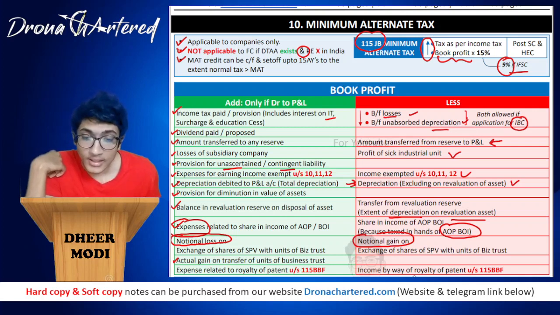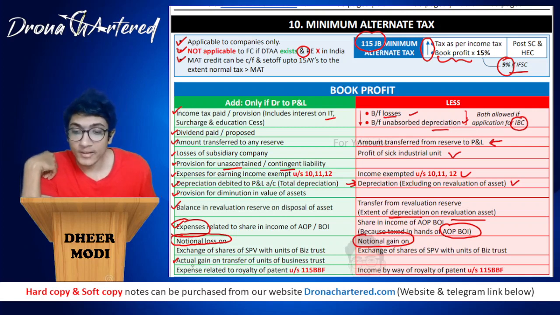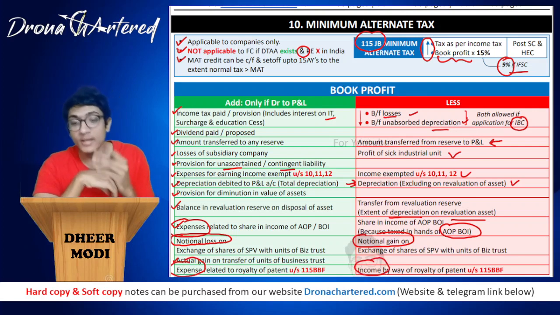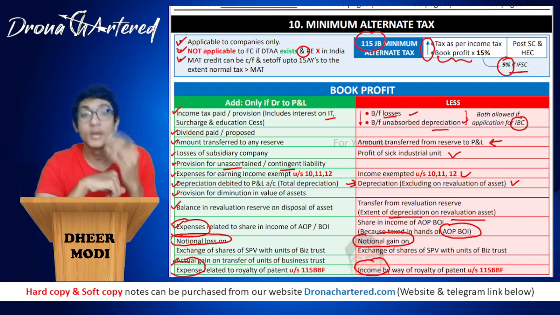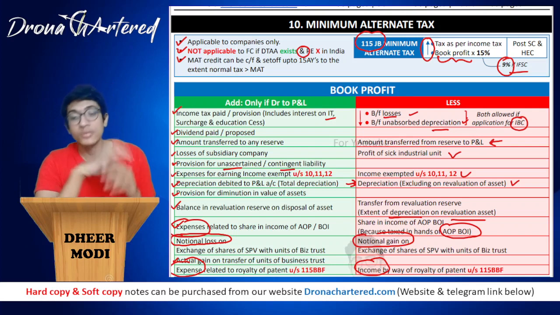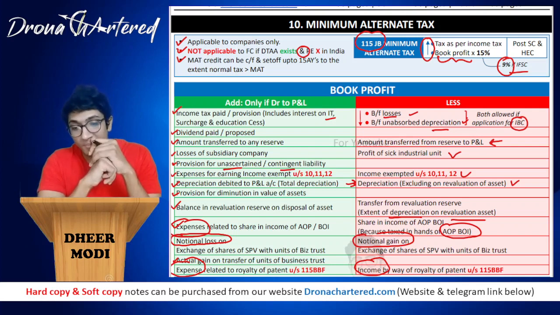Then there is income by way of royalty or patent. Over here there were expenses related to royalty. Over here there is income. So if your expense has been added back, we will allow you to subtract your income under section 115BBF. Clear? So these are all your points related to book profit.